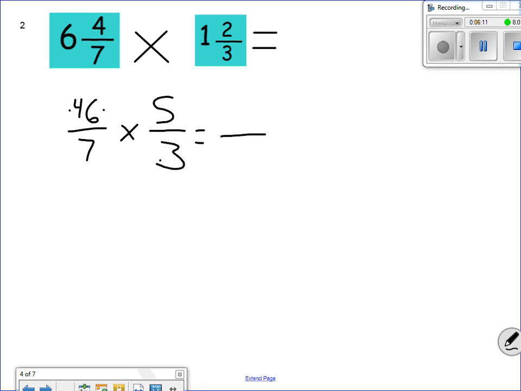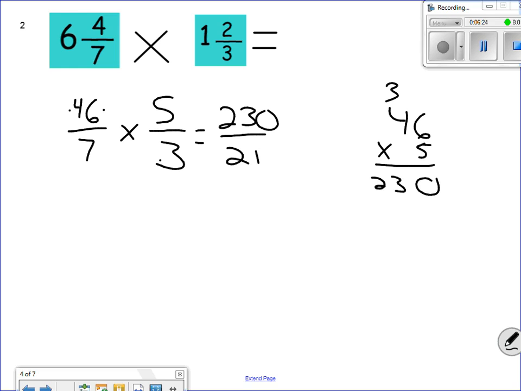7 times 3 is 21. 46 times 5 is 230. Now, I don't want you to leave this as a huge improper fraction. Now we have to see how many 21s can go into 230. So you're going to divide, just like we did on the last problem.